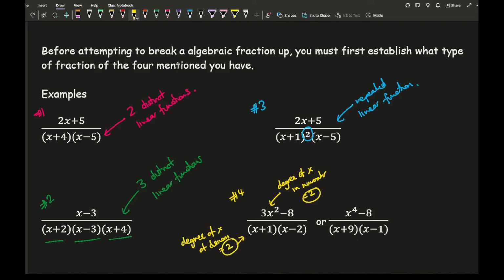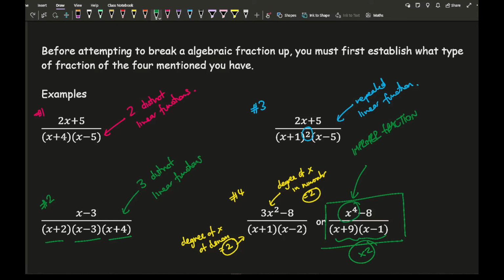Now looking at this next one here, let's highlight what we're actually looking at, because you can't actually see me pointing. This fraction here is what's classed as an improper fraction. And the reason why it's an improper fraction is because the degree of x on the numerator is bigger than the degree of x on the denominator. So if I expand these 2 brackets, I'll end up with an x squared, but I've got x to the power 4 at the top and x to the power 2 at the bottom, therefore making it an improper fraction.